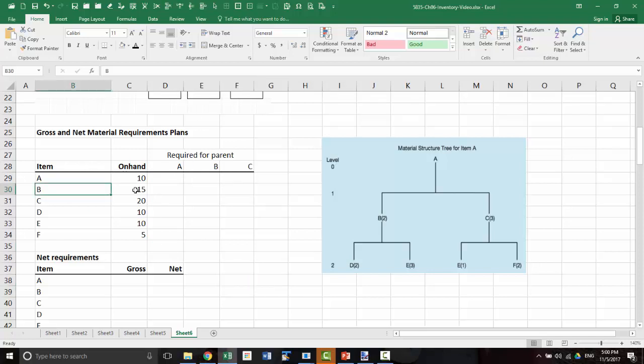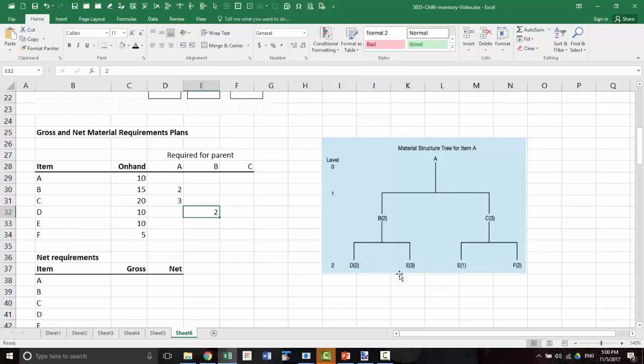For B, you need 2 units of B for A, and that's it. You don't need B for anything else. C, you need 3 units of C for A, and that's it. C doesn't appear anywhere else, so you don't need C after that. Now D, you need 2 units of D for B, so it should be here. And you don't need D anywhere else, so that's it.